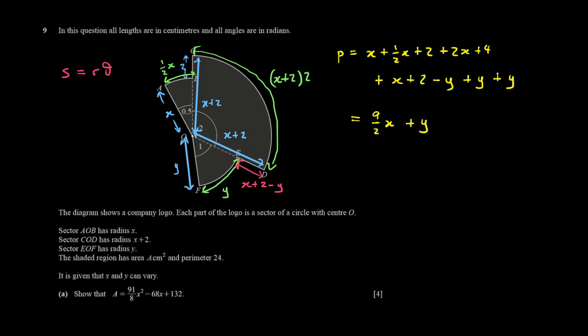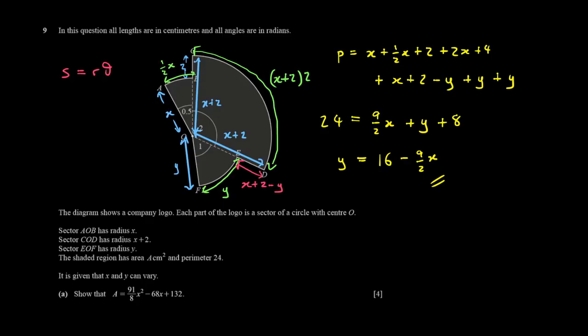And then let's deal with all the constants. So we've got 2 plus 4 is 6, plus 2 is 8. So that's 8 there. And we're told in the question that the perimeter is equal to 24. So I think now what we can do is rearrange this and get y is equal to 24 minus 8, which is 16, minus 9 upon 2x. Okay, so we've got an expression there for y in terms of x.